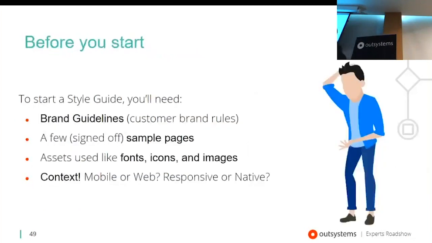But before we start, what does the lifestyle guide need? First thing is the brand guidelines, so it is from the customer. The second thing is signed off sample pages, the design, the high fidelity mockup, fonts, icons, and images, whatever is going to be used, and also the context. Is it a mobile design, is it a web, is it responsive? So we need to know the context for the application.